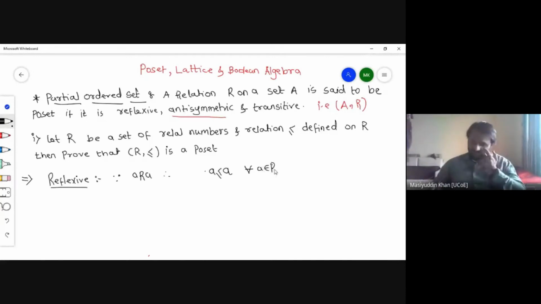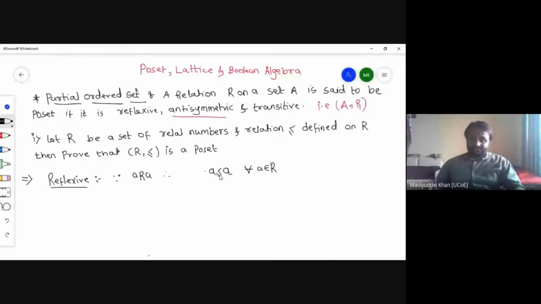So let R be a set of real numbers and the relation is less than or equal to, defined on R. Then prove that R is a poset. Reflexive means A related to A, but the relation defined here is less than or equal to. So A is less than or equal to A. Is it true? Yes, it is true, because A is less than or equal to A. Even if it is not less than, the equal condition is by default accepted. Therefore R is reflexive.